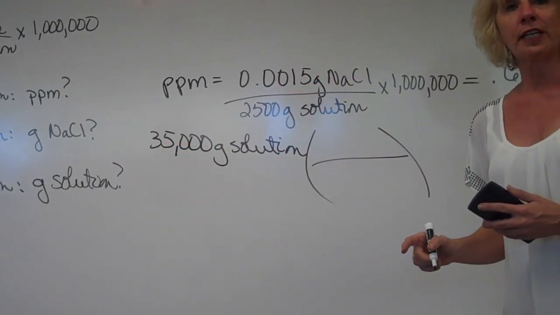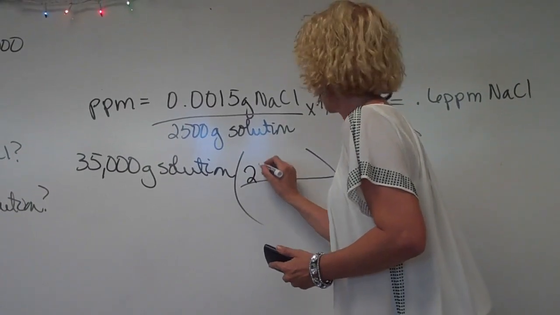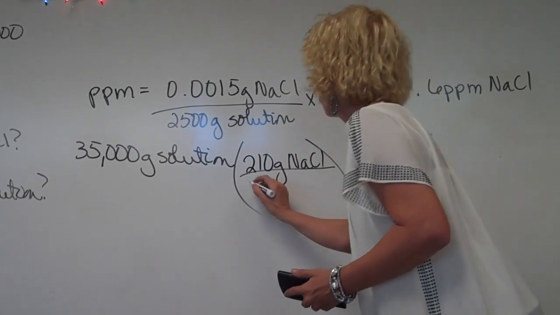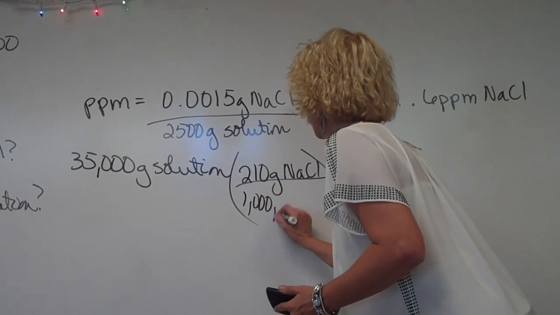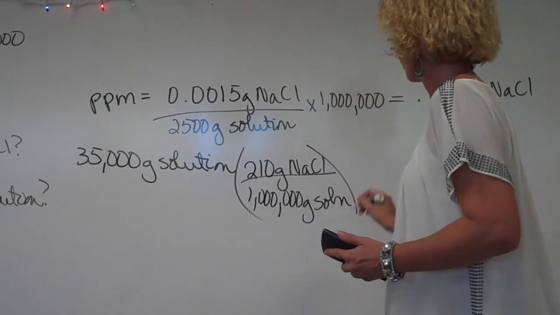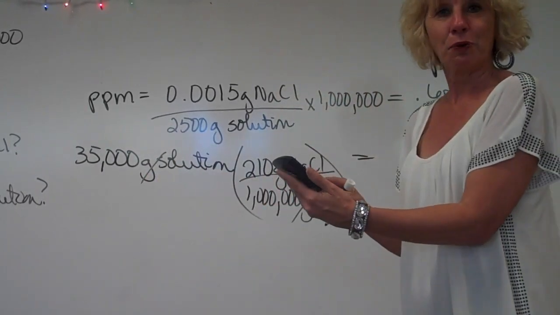What does 210 ppm mean? It means I have 210 grams of salt in 1,000,000 grams of solution. Grams of solution cancels out. Let's do our calculation.